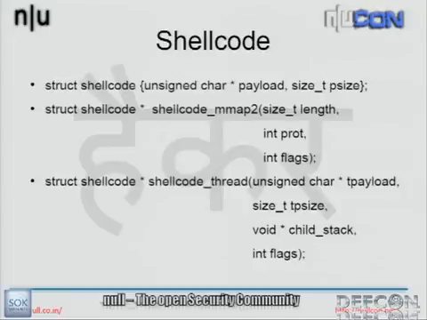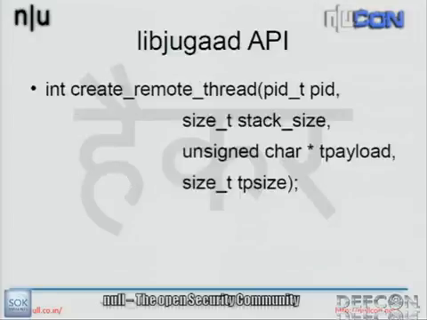If you look at the functions, the requirement is the same. You specify the length, you specify the memory protections and the flags for mmap2. It will generate the shellcode on the fly for you. So finally the API is as simple as this. All you need to do is specify the PID of the remote process. You need to specify the stack, the size of the stack, and the payload that you want to inject inside that process.